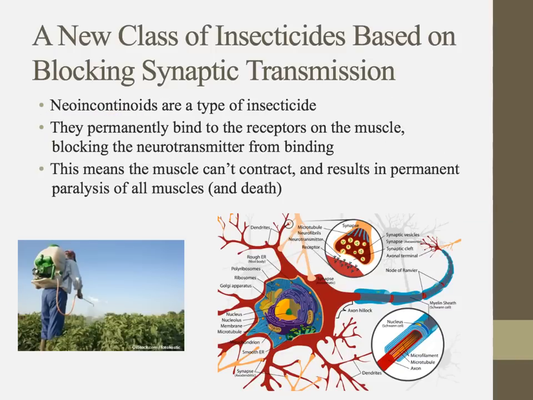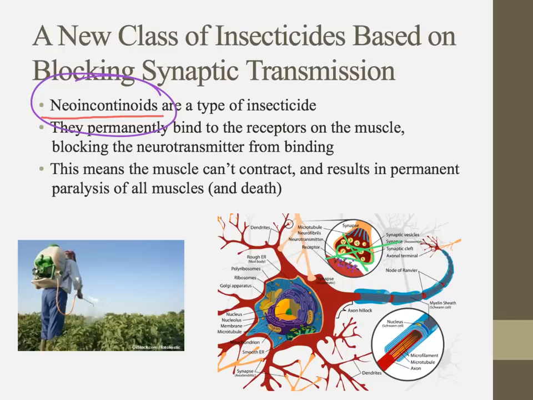Well, one of the new hot insecticides that's out on the market messes with the ability of acetylcholine to bind with those receptors, and those are called neonicotinoids. Okay, so neonicotinoids permanently bind to these receptors that are on the muscle cell. So when those receptors are already full, okay, when they already have something attached to them, then these neurotransmitters won't be able to bind there because, again, they're already full of these neonicotinoids, okay?